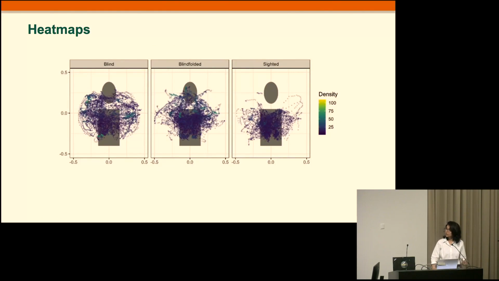On the leftmost, you see the positions of the hands of the blind group. The middle one is blindfolded, and the rightmost is sighted. We observe that in the blind group, the gestures are more extended in space when compared to blindfolded and sighted. For example, in the sighted group, you can see that the gestures are mostly concentrated in the middle, and they're not really tracking the motion trajectory.